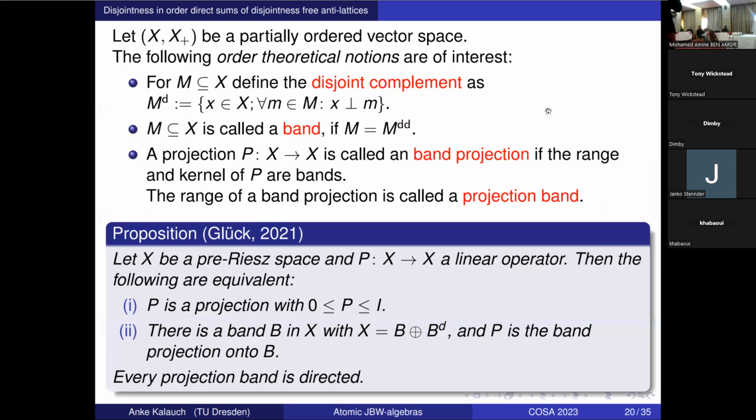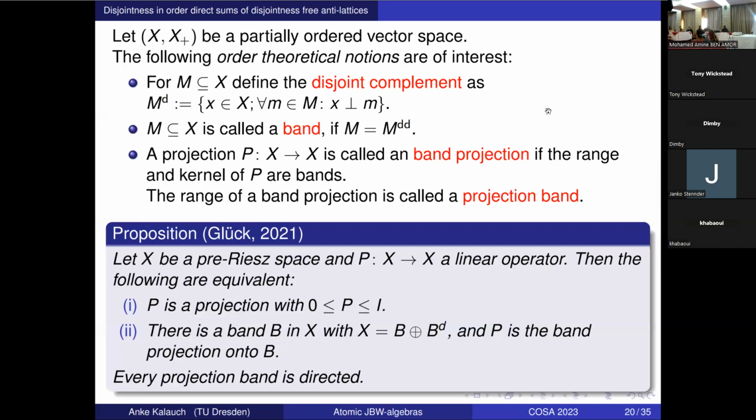So people were looking at these order projections that are between 0 and 1, and he showed that these are exactly the band projections. So you can split the space into a band, its double disjoint, and its disjoint complement. And nicely, he showed that every projection band is in fact directed. So when you talk about projection bands, we are out of all these peculiarities of non-directed bands. So this problem we don't have there. So it was very, very quick.